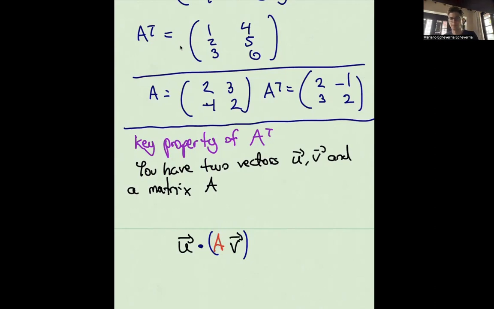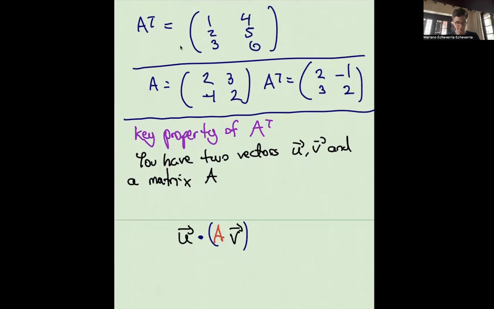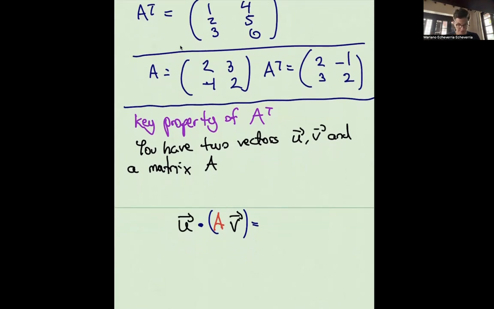And the key property of the transpose, the property that makes it useful, is that you can move the matrix A to the other factor of the dot product, but the price for moving it is to transpose it. So what I'm trying to say is that A V dot U is the same as V dot A transpose U.